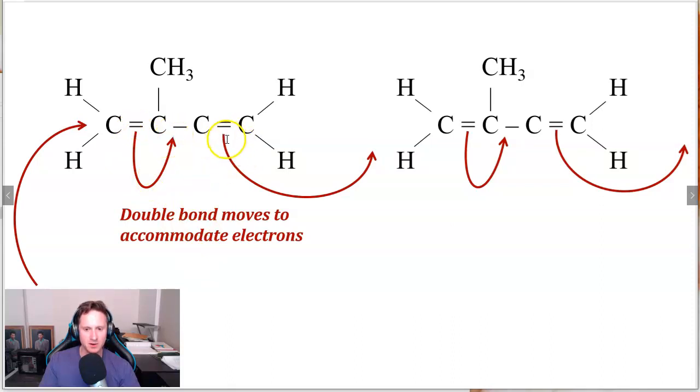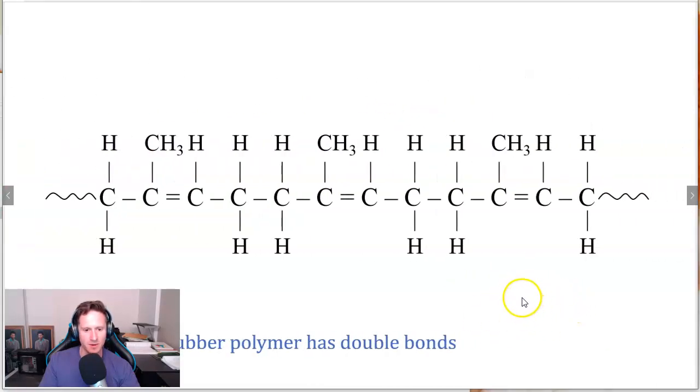And then this double bond is moving, and those electrons are moving there to link with this second monomer here. And then that's doing the same thing, moving. So basically that double bond is shifting, and that double bond is shifting to form a new bond that is going to link these monomers together. So you end up with the polymer here. So that's why the rubber polymer has double bonds.